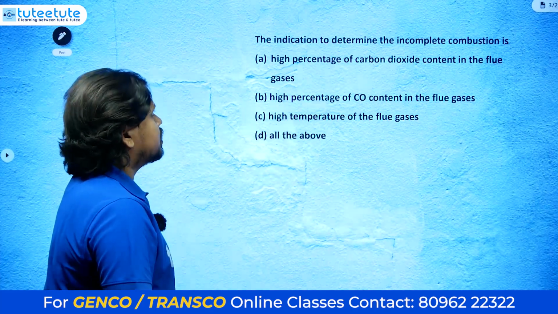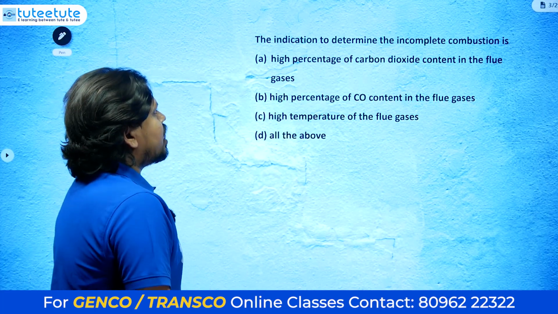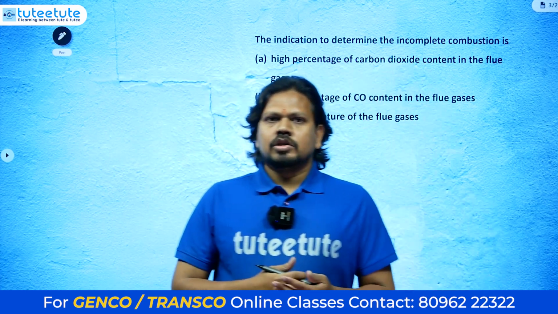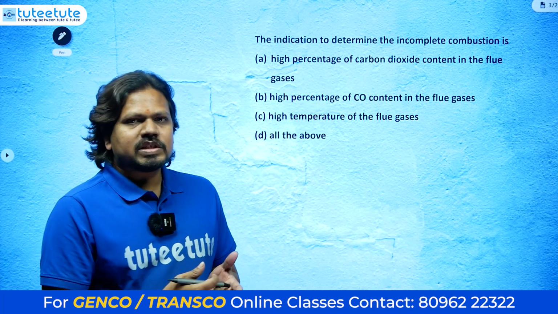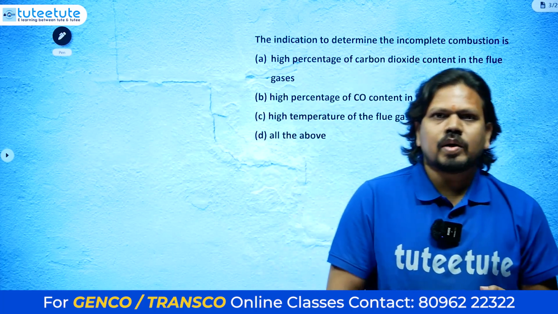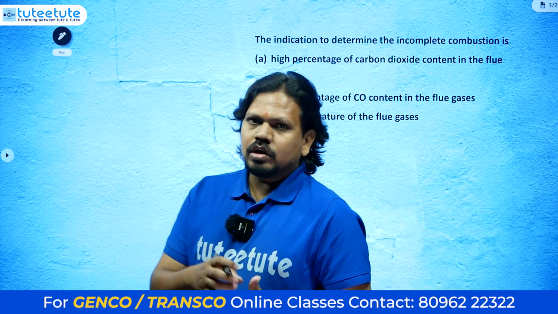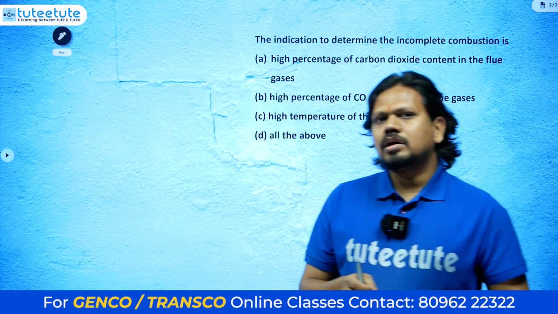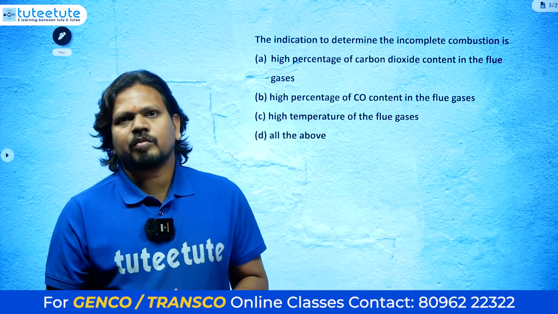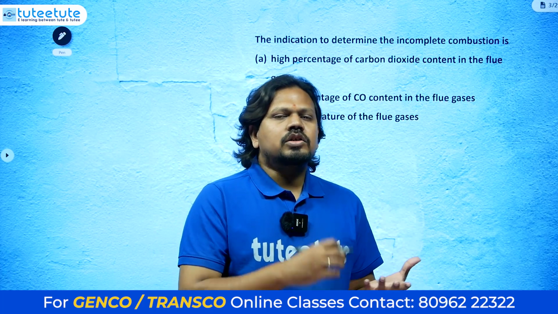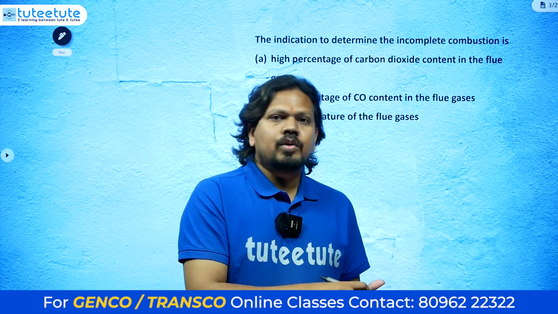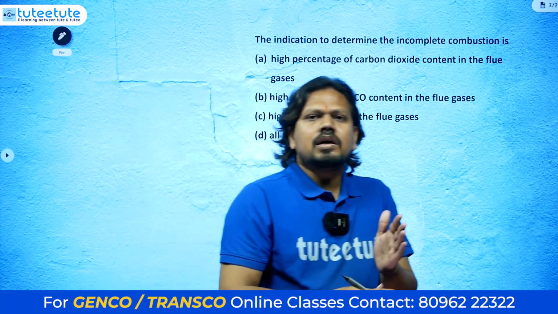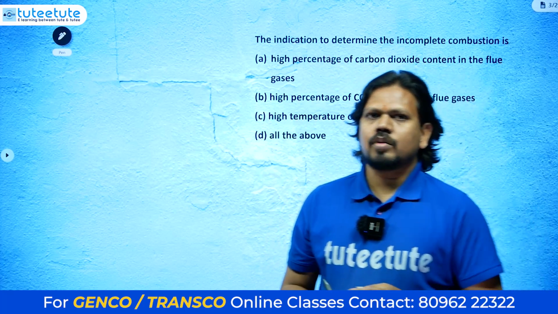The next question: the indication to determine the incomplete combustion is, okay, this is a question from combustion. How is the combustion happening? Whenever you send the coal into the boiler, with the coal we mix the hot air also. It is mixed and burnt, and the combustion happens there. Combustion is nothing but firing. We get the flame, and from that flame we utilize the heat energy and convert the hot water into hot steam. That is our process.